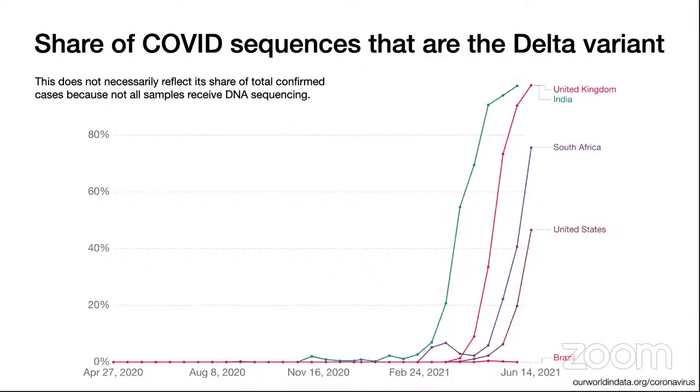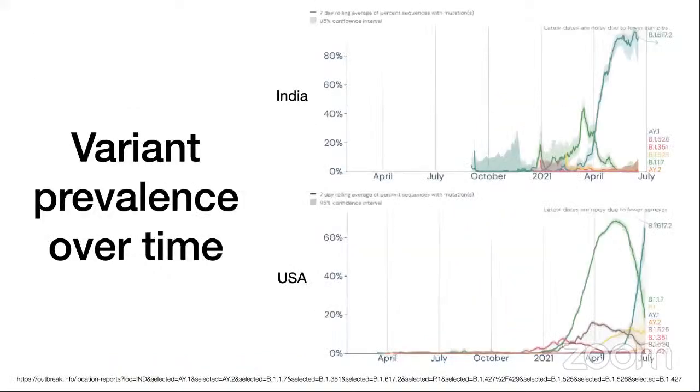So the Delta variant is currently the dominant variant in many countries around the world, including India, the UK, South Africa, and has recently become the dominant variant in the USA, rapidly replacing the Alpha variant.